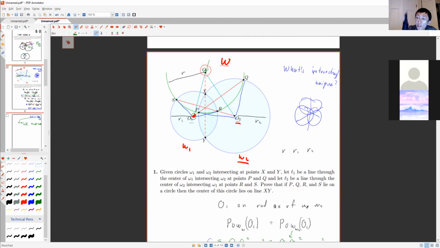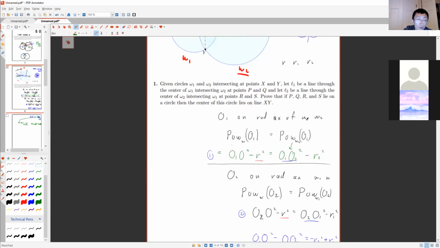The radical axis is if and only if, like if the powers are equal, then you're on the radical axis by the definition of the locus of the radical axis. And yeah. So we're using the fact that the locus happens to be a straight line through X and Y. Great.